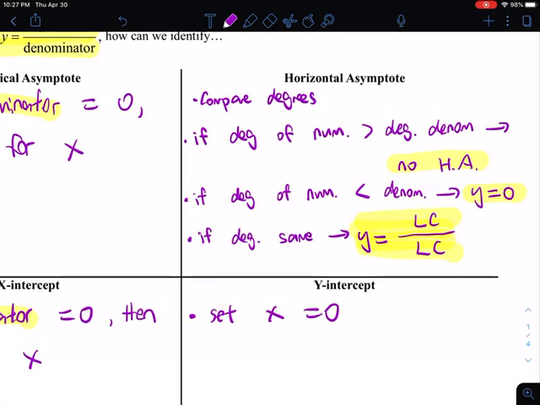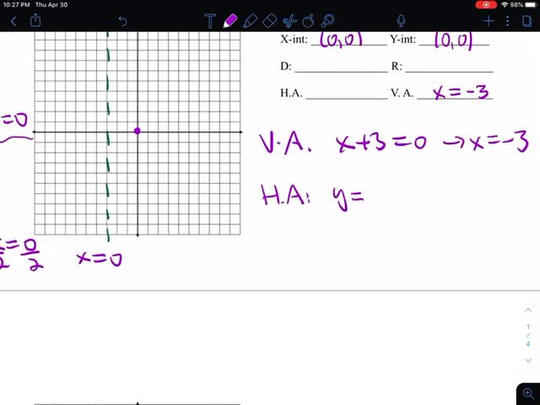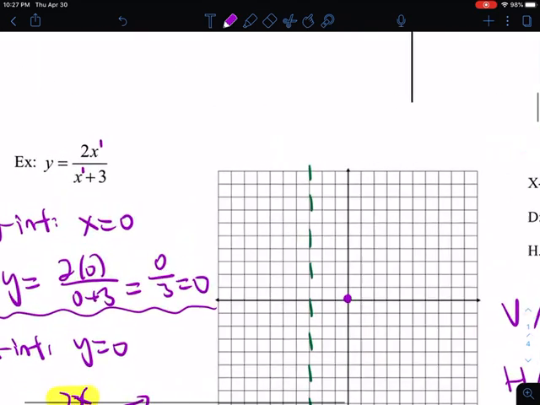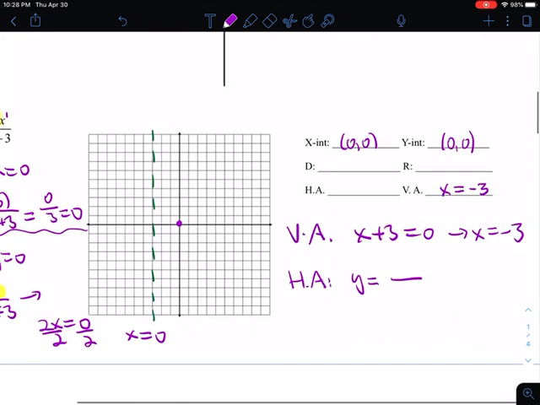That's the third case. If the degree is the same, it will be y equals the leading coefficient over the leading coefficient. The leading coefficient is the coefficient of the term with the largest degree. So in this case, the leading coefficient on top is 2, and the leading coefficient on the bottom is the number right over here, which is a 1. So my horizontal asymptote is 2 over 1, which is equal to 2. There's my horizontal asymptote, y equals 2.